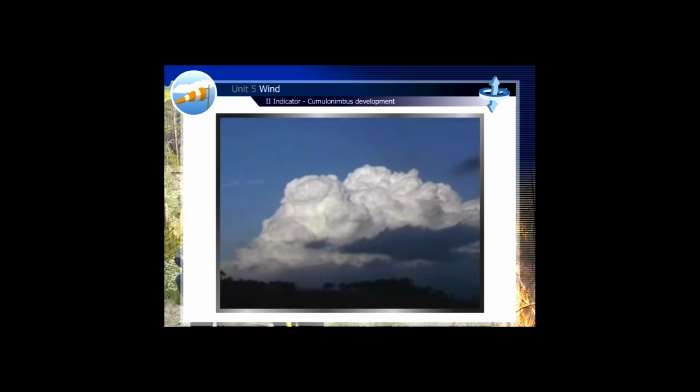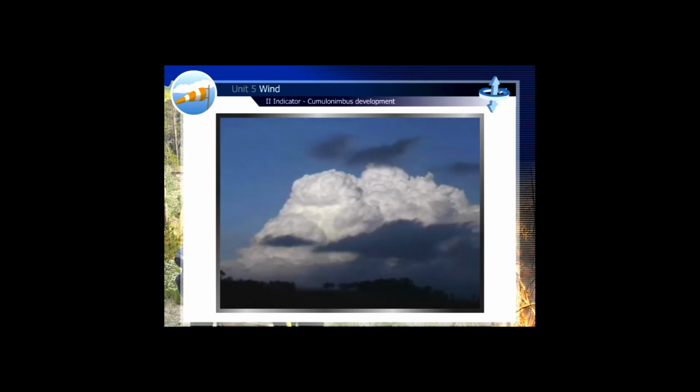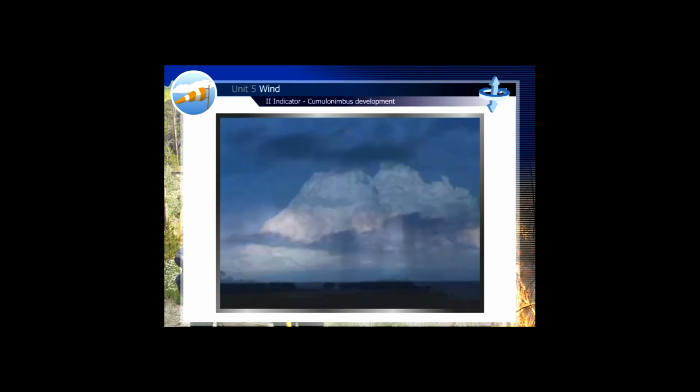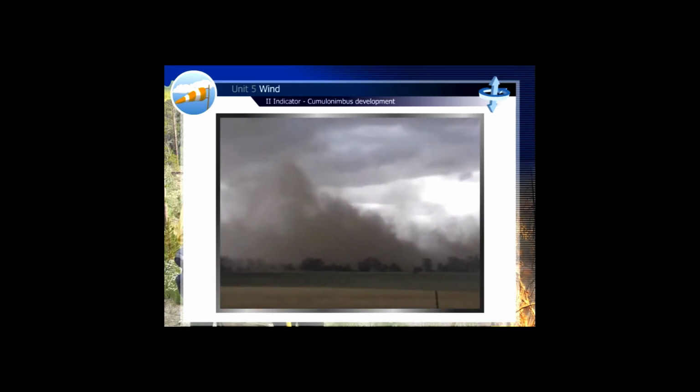If you see cumulonimbus clouds, expect strong winds, erratic downdraft winds, and lightning, which can cause sudden and extreme fire behavior. If there is virga, rain that does not reach the ground, then downdrafts have begun and anticipate strong and gusty winds.